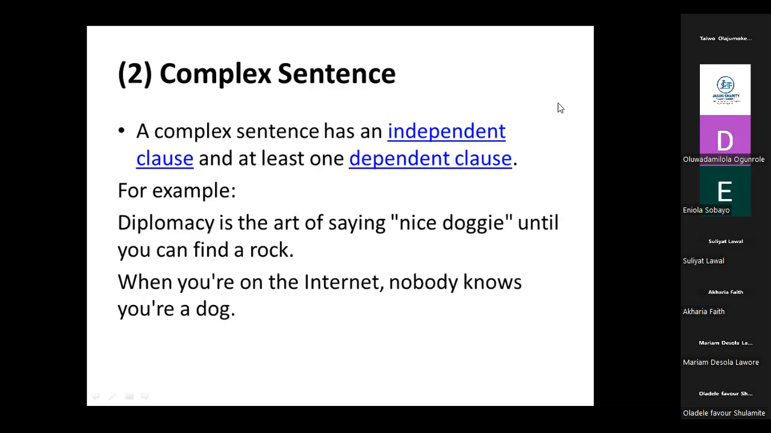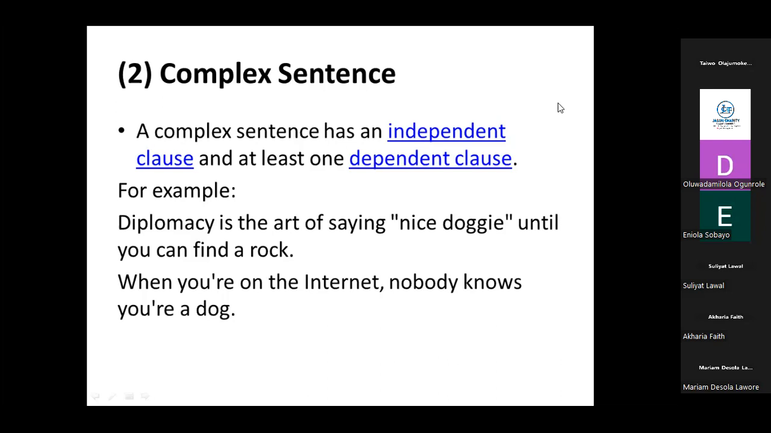Now, I could actually bring in another sentence and I can say, "when you are on the internet, nobody knows you're a dog until you can find a rock." Now, in the new sentence I just made, you have 2 dependent clauses or 2 subordinate clauses, and you have 1 main clause. The main clause there is "nobody knows you're a dog." The 2 subordinate clauses are "when you're on the internet" and "until you find a rock." So you should know that when you're forming a complex sentence, you need 1 main clause and at least 1 subordinate clause or dependent clause.